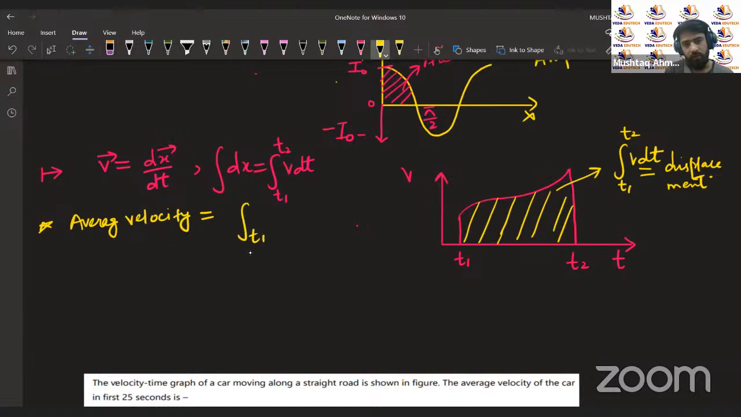So integrating velocity with respect to time within the limits t1 to t2 represents the displacement of a particle. And if we divide this total displacement traveled by the particle by the time interval, that's the integral of dt within the limits t1 to t2, this will give us the average velocity. So the area under the velocity time graph represents displacement, and dividing it by the time interval gives us the average velocity.